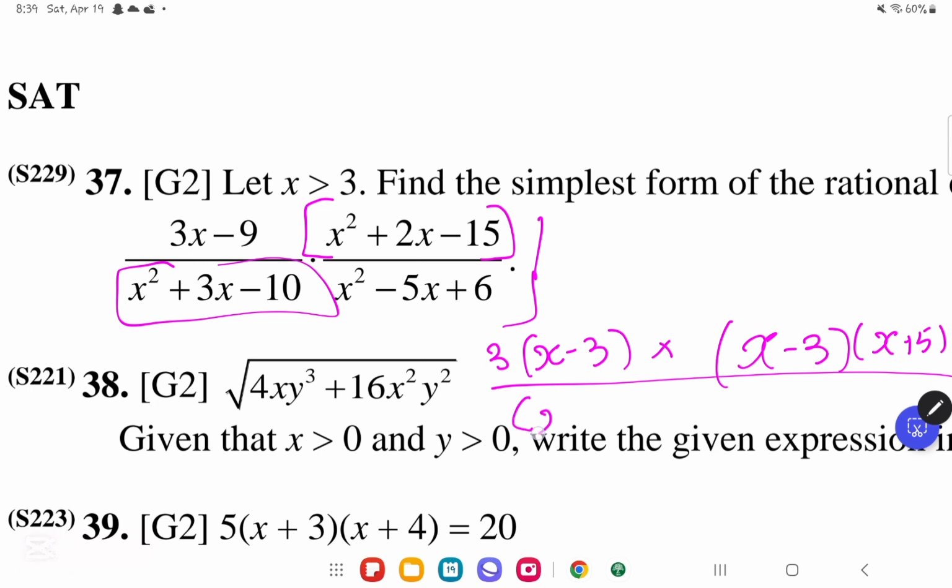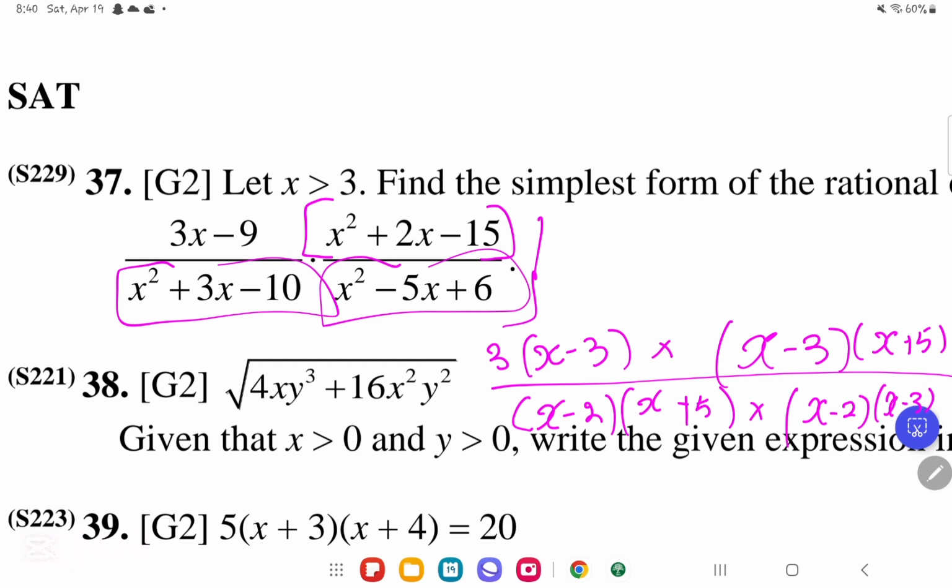This will become x minus 2 times x plus 5, okay, times what? Times this one, you will also simplify it. It will become x minus 2 times x minus 3. So then you will need to cross out anything that is in common. You can cancel x plus 5, x plus 5, x minus 3, x minus 3, and you'll be left with 3x minus 3 over x minus 2 squared. After simplifying it, no need to simplify the denominator.